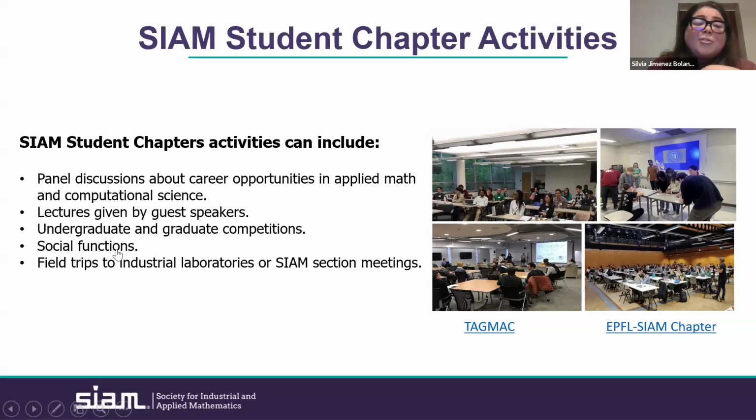Then, for example, social functions are also important because you want to create community in your institution. For example, at Colgate, we have had movie nights. We will watch, I don't know, The Man Who Knew Infinity or Pi, the movie, or The Imitation Game or something like that. And then we will have discussion after that, or just pizza night with the movie. Those are also good for creating community.